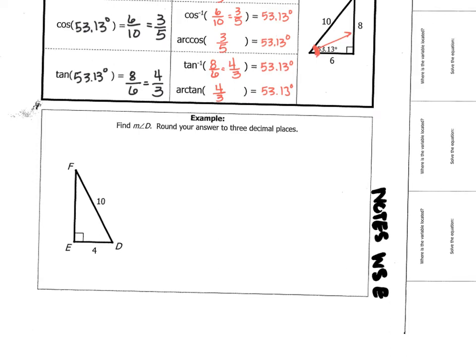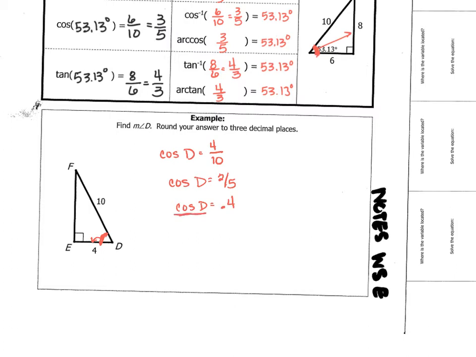So on the first example, it says find the measure of angle D. Well, you notice in relation to angle D, I know adjacent and the hypotenuse. Adjacent over hypotenuse is cosine. I don't know the angle, so I'm going to say cosine of angle D equals adjacent over hypotenuse, 4/10. If I reduce that, the cosine of D is 2/5. So I'm going to plug that into my calculator. 2 divided by 5 gives me the decimal 0.4. So cosine of D equals 0.4.